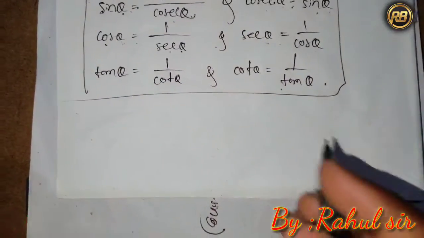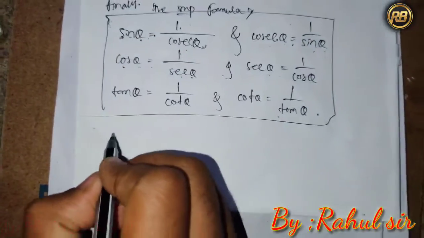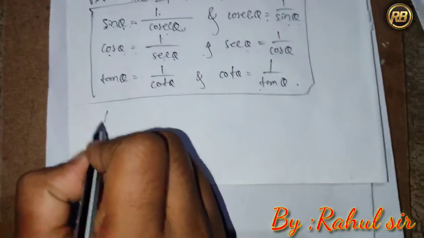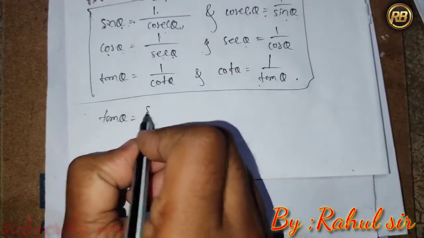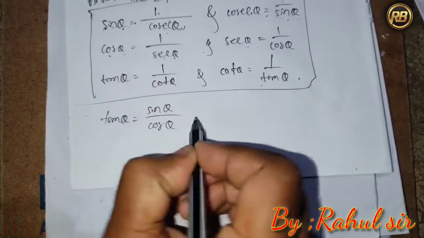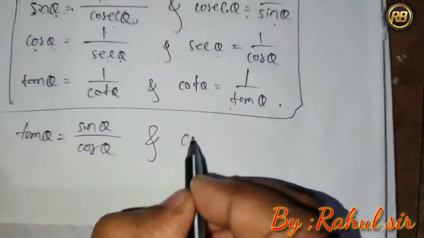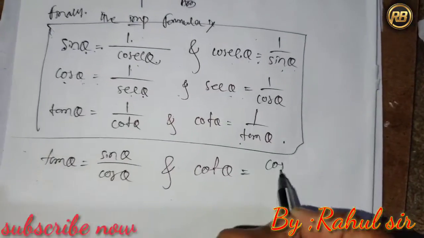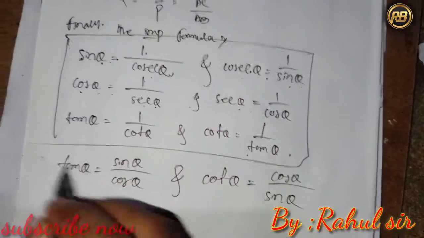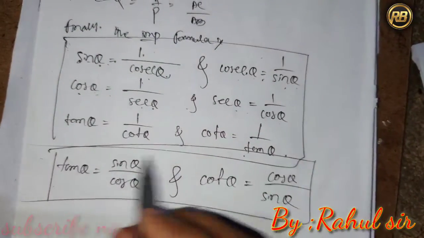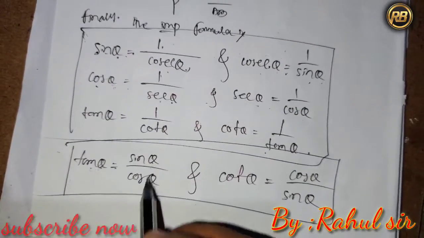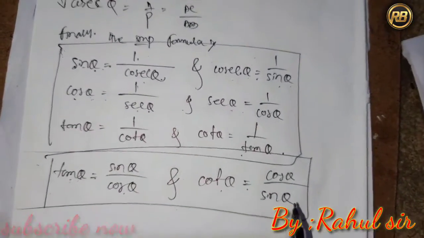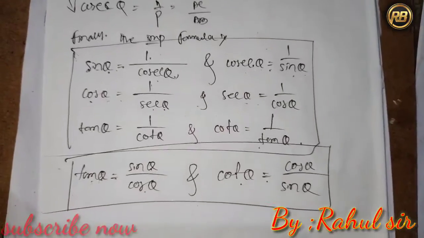Now the last discussion of this class is a very important formula: tan theta is equal to sin theta by cos theta, and cot theta is equal to cos theta divided by sin theta. Okay, tan theta is equal to sin theta by cos theta, and cot theta is equal to cos theta by sin theta.